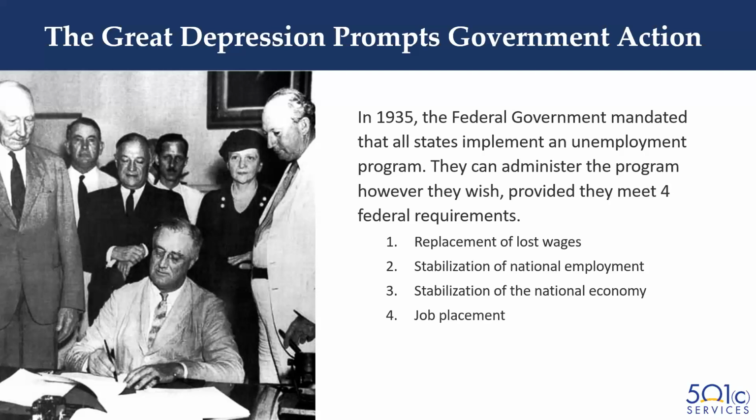Third requirement is stabilization of the national economy. And so the objective here is to help retain some of the consumer purchasing power, right? So no money in means no money being spent out in the economy. So that's an important objective. And then the last federal requirement is job placement. And this is actually why the state unemployment agencies are the primary job placement bureaus in America.